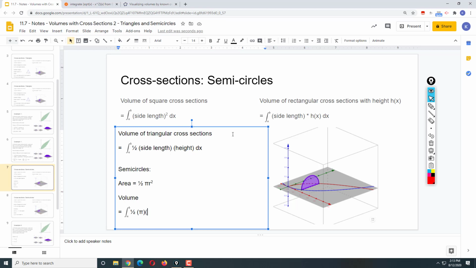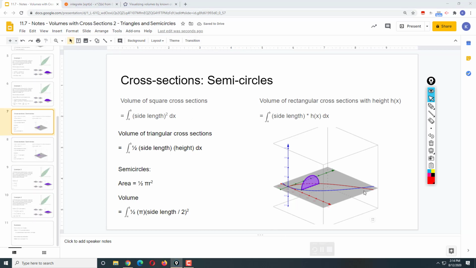What is the radius? The radius is half the diameter, and the diameter is given by the side length. So it's really side length divided by 2, squared. Don't forget to divide by 2. We can see that here.